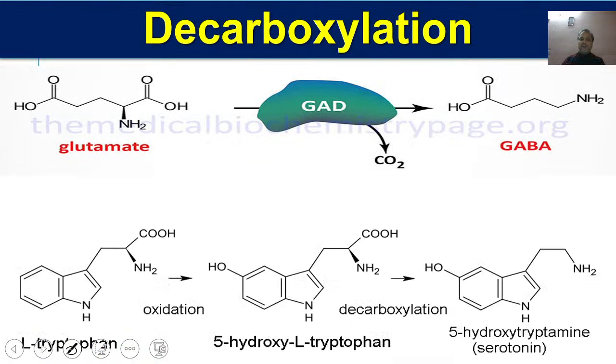Similarly, we have another amino acid also, like glutamate, which after decarboxylation will give you gamma amino butyric acid, that is normally an inhibitory neurotransmitter. So here glutamate decarboxylase. Similarly, we have tryptophan, which goes for decarboxylation reactions and ultimately gives you serotonin.